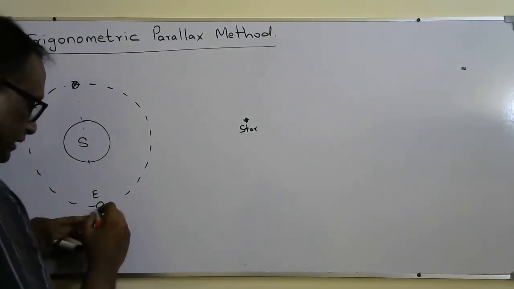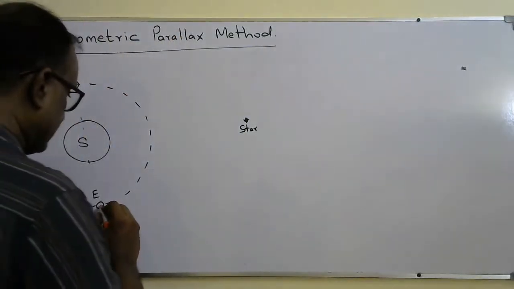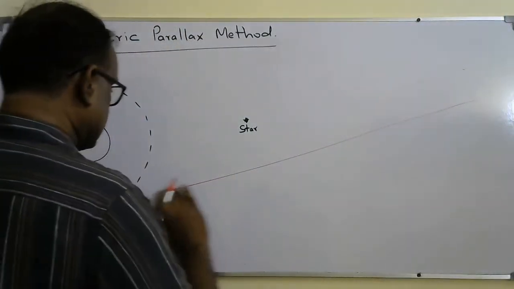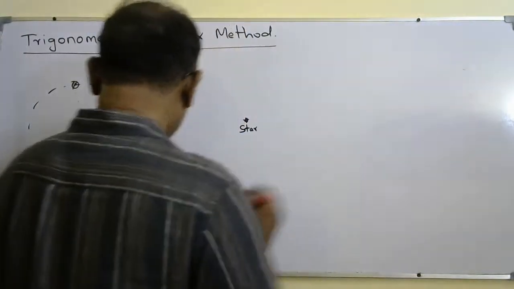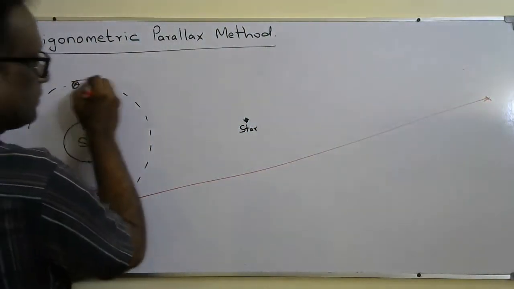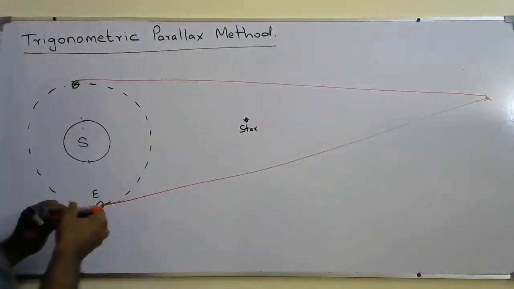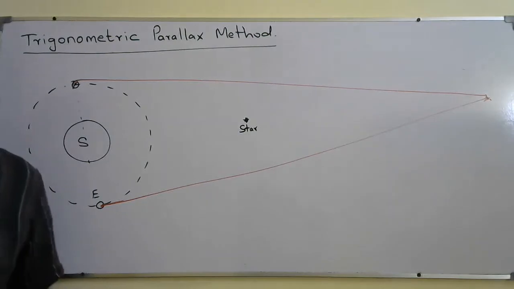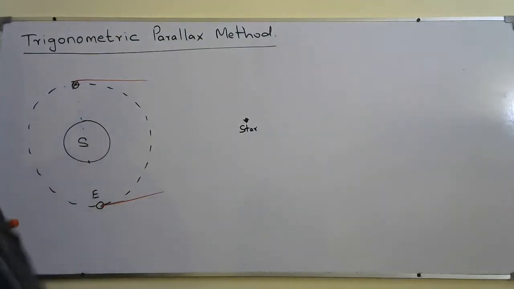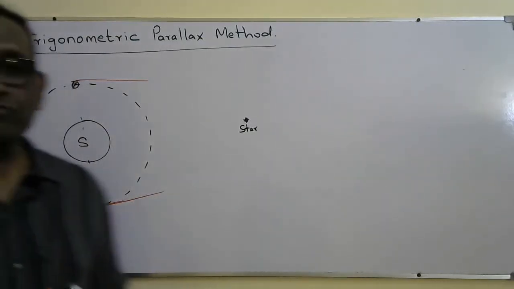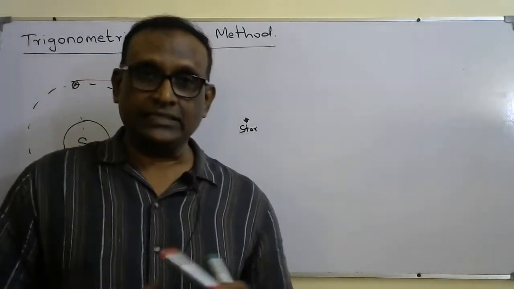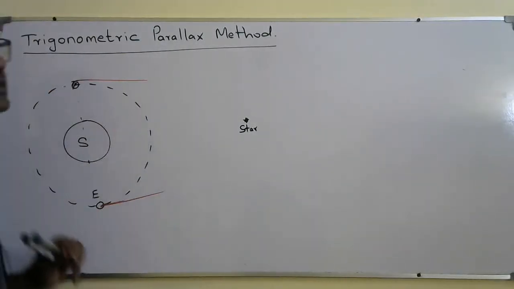If you draw a line from here to that far distant star, something like this, and the same far distant star here, now when I erase this part, you see that these lines appear almost parallel. So light from a far distant star appears in almost the same alignment even when the position of the Earth changes.